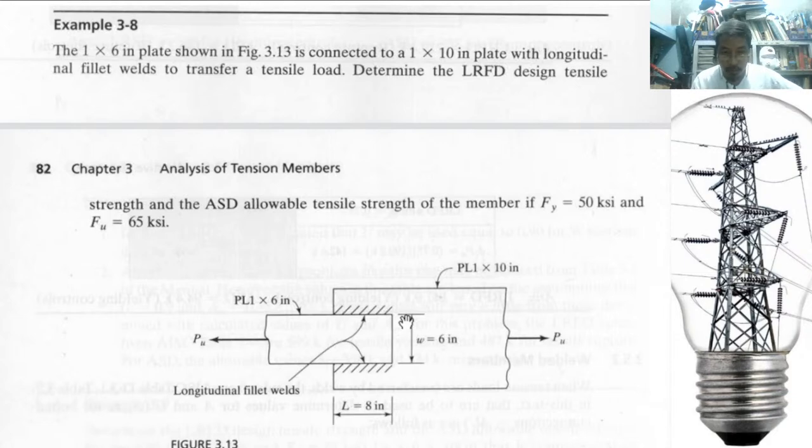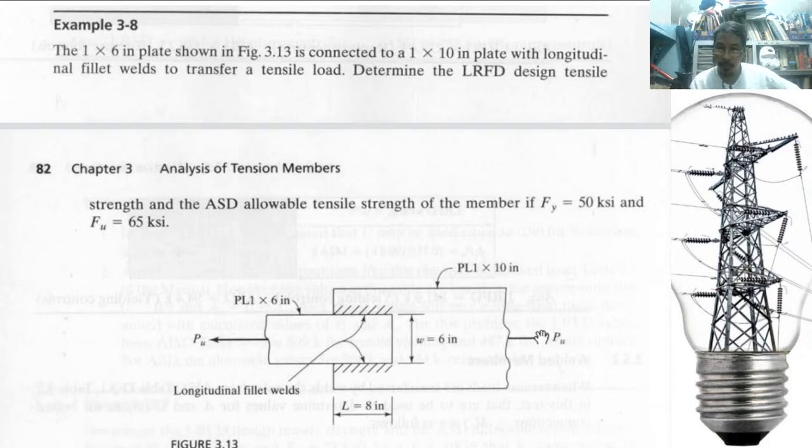Longitudinal fillet welds, that is what we call this type of welding because it is in the same direction as the tensile force's direction. Then determine the LRFD design tensile strength and the ASD allowable tensile strength of the member if we are using A572 grade 50 material.